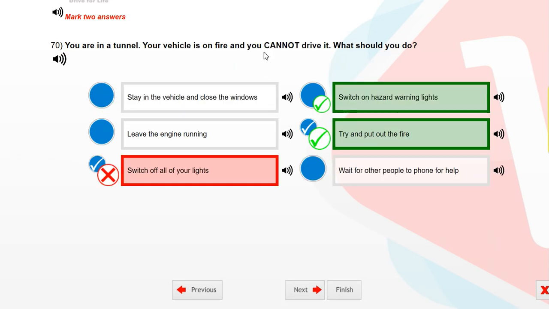You are in a tunnel. Your vehicle is on fire and you cannot drive it. What should you do? في حالة نشوب حريق في السيارة داخل نفق وعدم تمكنك من قيادتها، ماذا عليك أن تفعل؟ حدد إجابتين. Switch on hazard warning lights. إشعال أضواء تحذير المخاطر. Try and put out the fire. محاولة إطفاء الحريق.